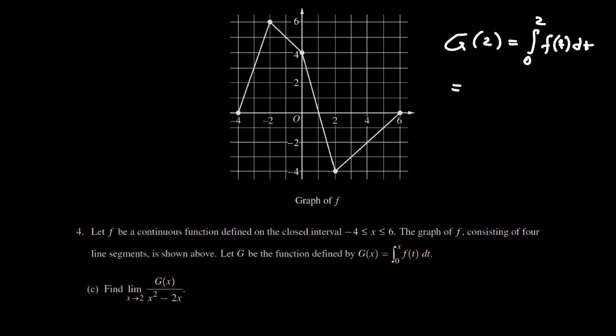And this is equal to, we can see here that this is area under the curve here is positive segment, and then this triangle is negative. So overall, we can see that they cancel out, the area is the same, so g of 2 is 0. So let's plug it in here, we get 0 over, and then plug in 2 in the denominator, we get 2 squared minus 2 times 2, which is 0 over 0.